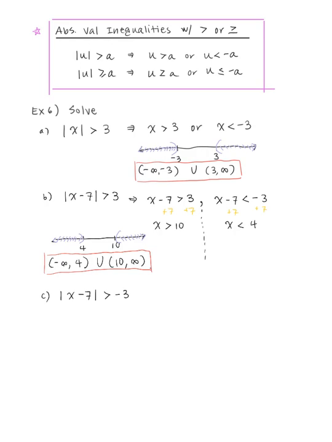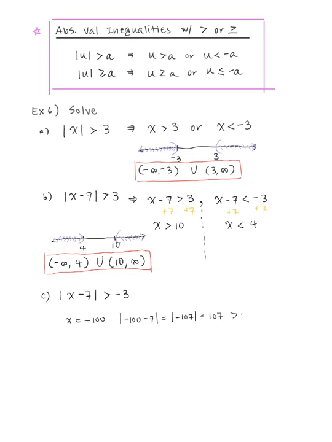Because look, if you don't see that, let's take maybe x equals negative 100 or something like that. Then here you're going to have absolute value of negative 100 minus 7, which is absolute value of negative 107, which is just positive 107.